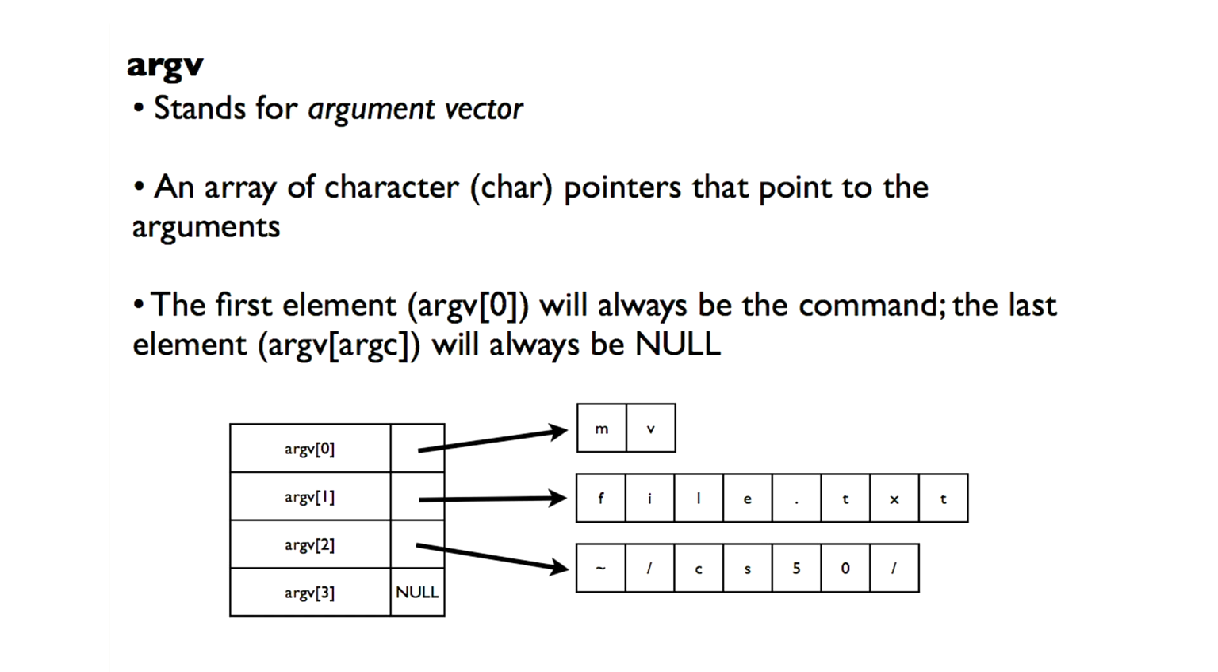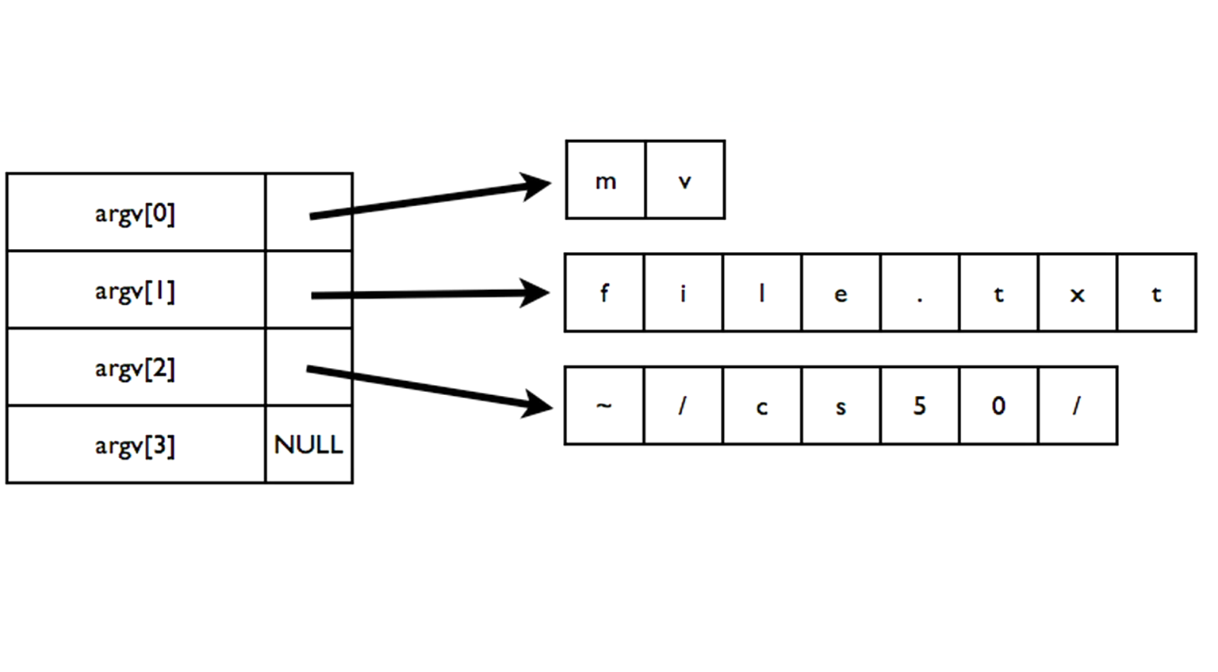The second parameter, argv, which stands for argument vector, is an array of char pointers that point to strings. This means that each element in argv, starting from 0, contains the command and arguments. For example, argv[0], which I'll refer to as argv0, will always contain the command that is being run. In this case, mv. argv1 will contain the first argument, file.txt, and argv2 will contain the second argument, ~/cs50/. The last argument of argv will always be null.